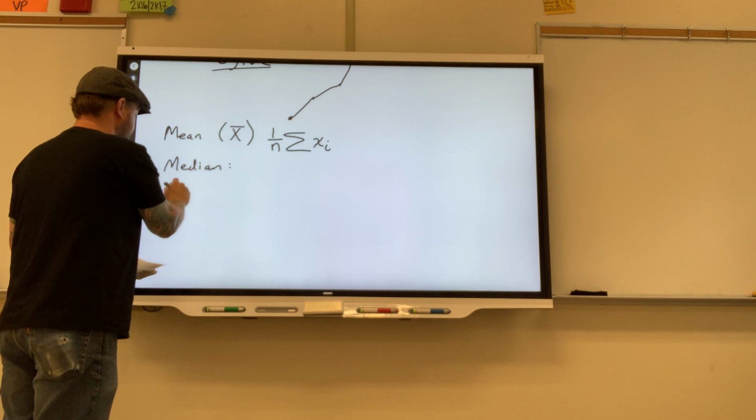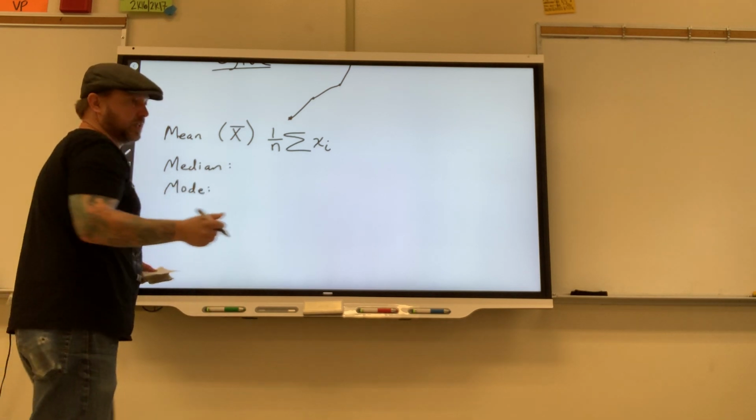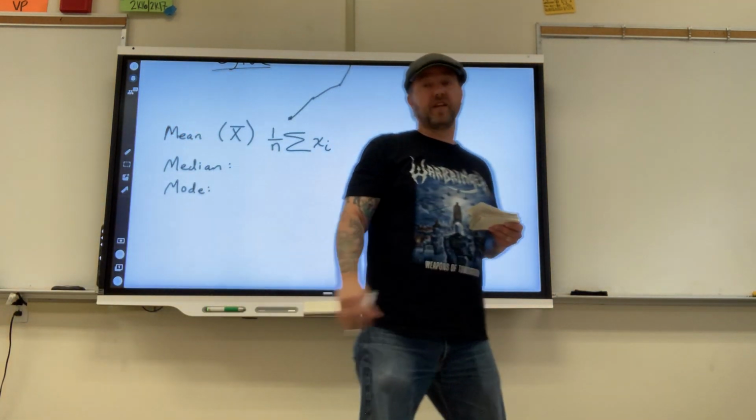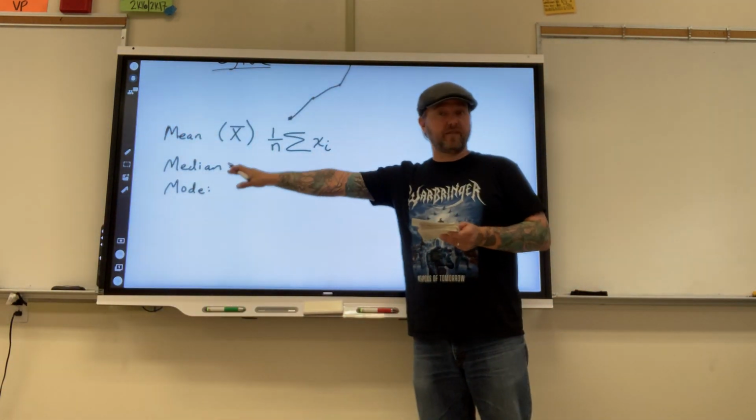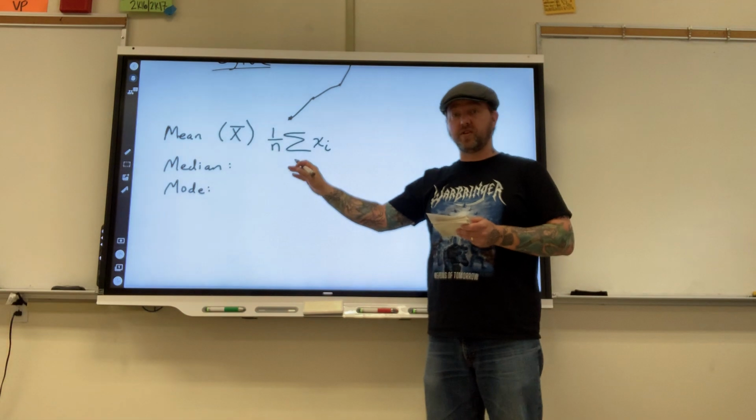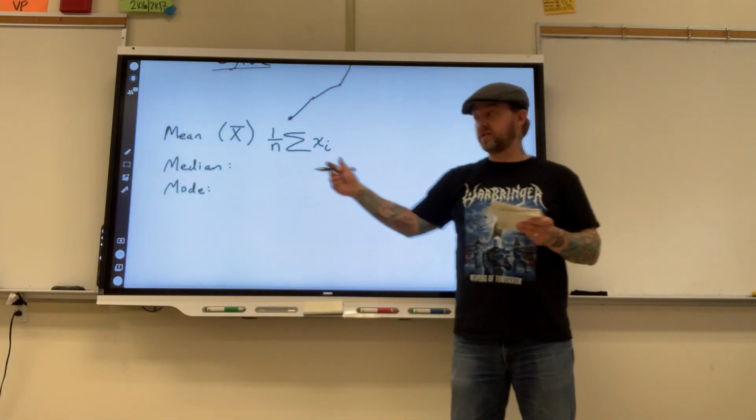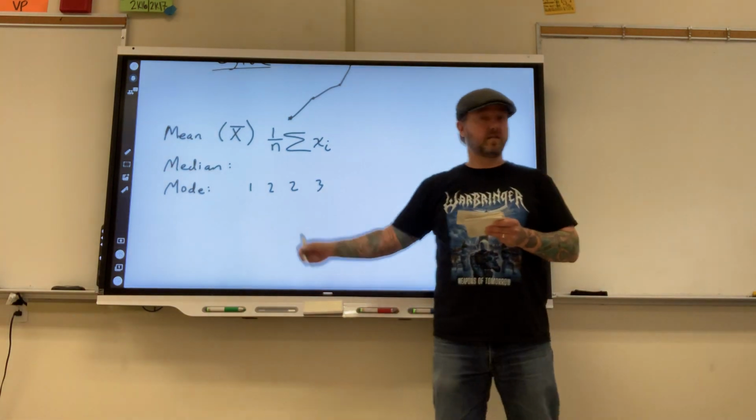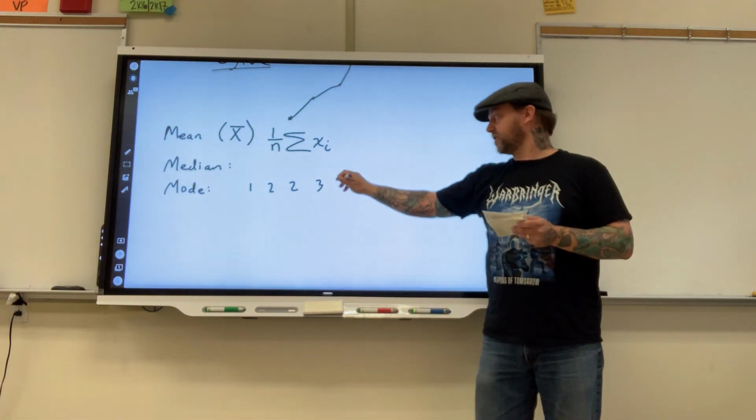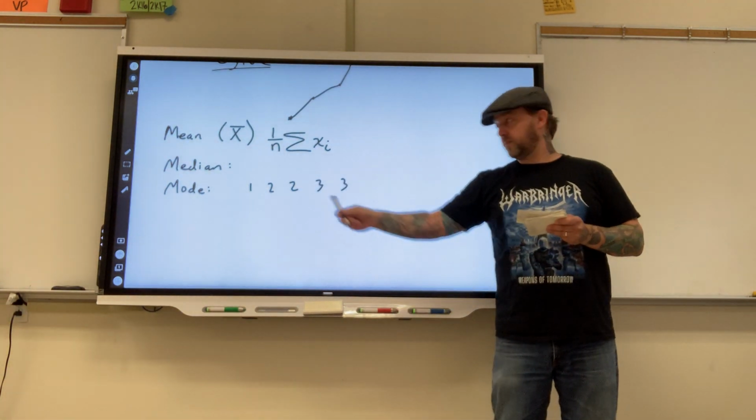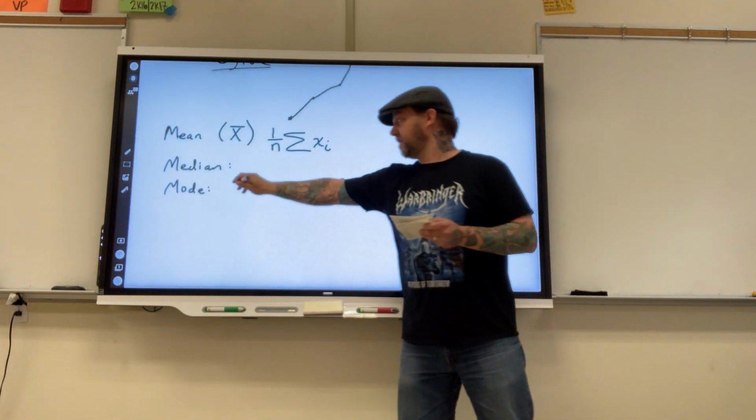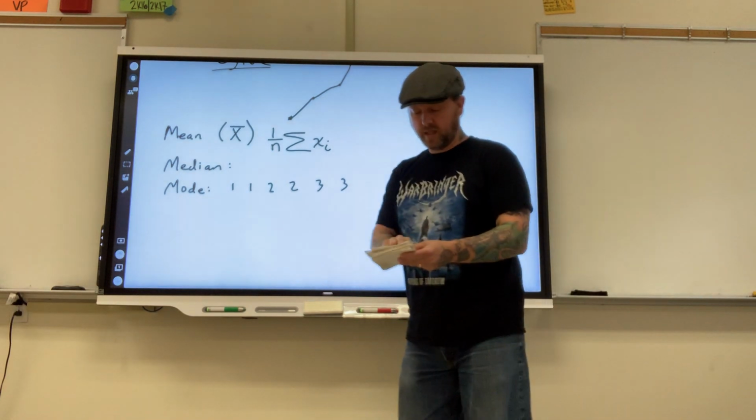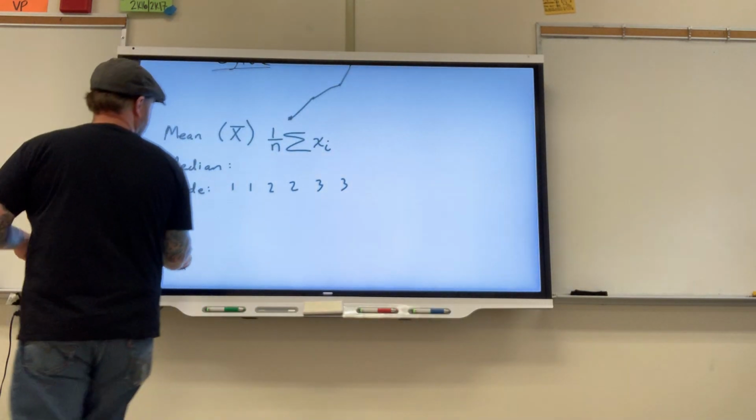And mode, the one that appears the most. So you can have 1 mode, you can have 2 modes, or you can have no modes. So if it looks like this, the mode is 2. If it looks like this, the modes are 2 and 3. If it looks like this, there's no mode. Okay? All right, let's talk about spread.